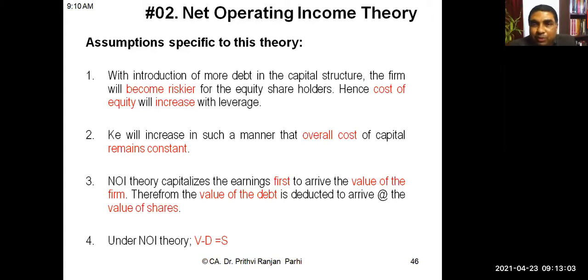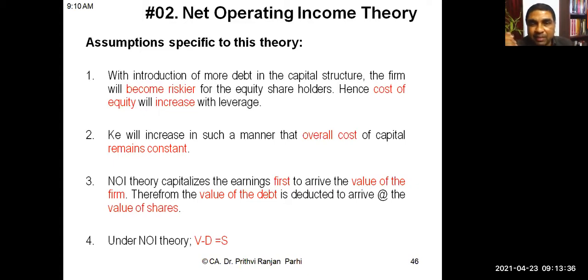In the previous theory we have learned that introduction of debt is better. If you introduce debt, then value of the firm will increase. But this theory says with introduction of more debt in the capital structure, the firm will become riskier for equity shareholders. Equity shareholders are the real owners of the organization. If you take more debt, this theory says that they will perceive the firm is riskier. Why is the firm riskier? Because debt is a fixed commitment.